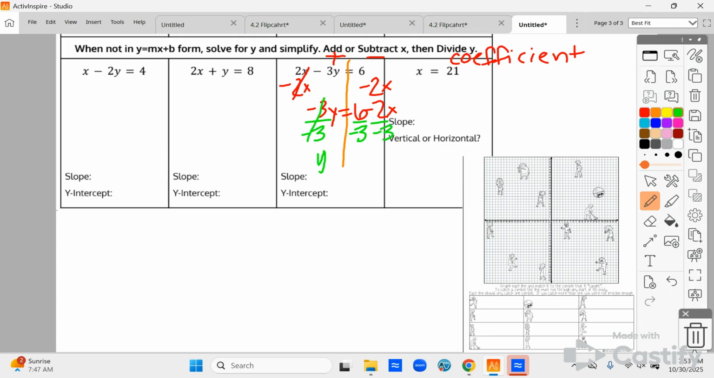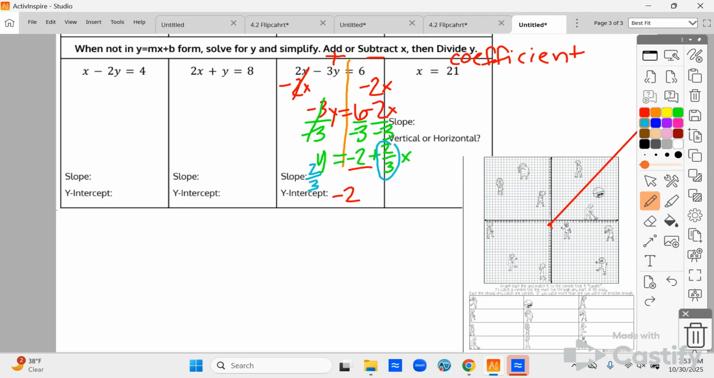Okay, so y equals negative 2 plus 2/3 x. Because negative 2 divided by negative 3 is positive 2/3. Now, you have to be careful because your slope is your coefficient of x. So my slope is 2/3. Oops, excuse me, I wrote 3. 2 over 3. And my y-intercept is negative 2 because that's my constant. So negative 2 is where I'm starting my line.